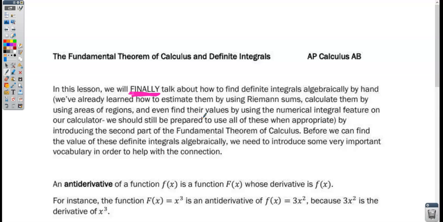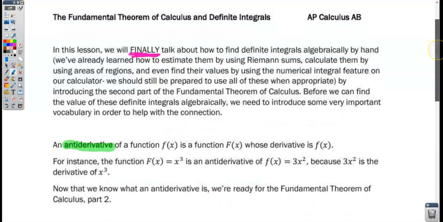Okay, but now we're going to introduce the second part of the Fundamental Theorem of Calculus, which is going to enable us to find the value of these definite integrals algebraically. In order to do that, some vocabulary. First, the term antiderivative. An antiderivative of a function lowercase f of x is the function capital F of x whose derivative is lowercase f of x. For instance, the function capital F of x equals x cubed is an antiderivative of f of x equals 3x squared, because 3x squared is the derivative of x cubed. So play around in your mind with the idea of what an antiderivative is. We'll get plenty of practice doing that.